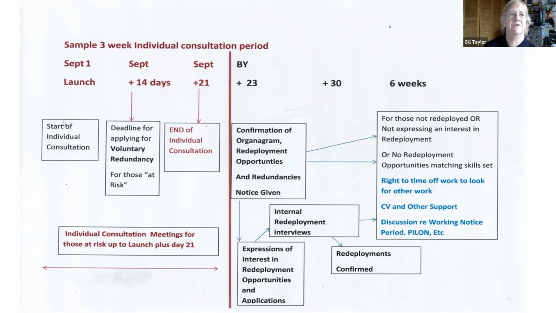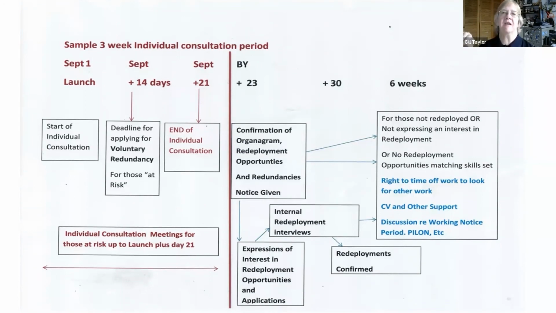So we launch on day 1, let's say September the 1st. We have a 3-week consultation period, individual consultation. We have a 2-week period to apply for the voluntary redundancy, and only for those at risk. We're not opening this up to anybody, I would suggest, because why would you? You're looking to treat those people at risk more beneficially than those who aren't. And during this time, we have individual consultation meetings for those at risk. I'll go over that later when we're looking at launch, after our break.